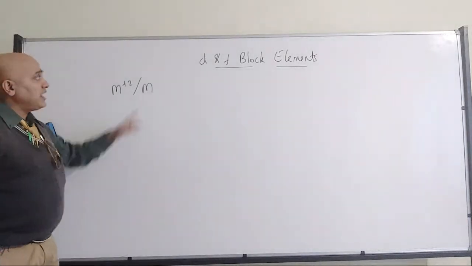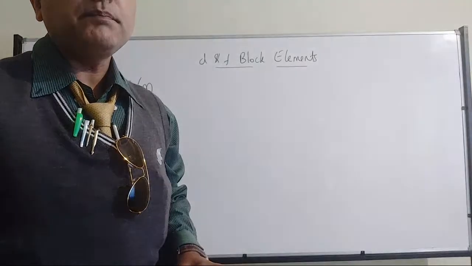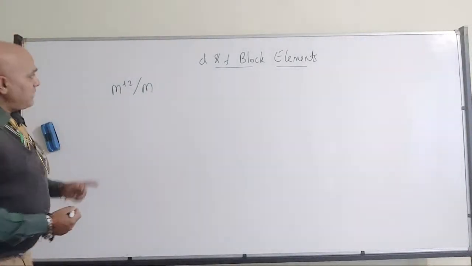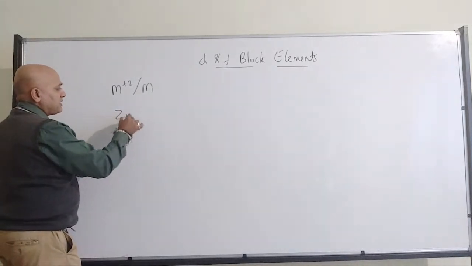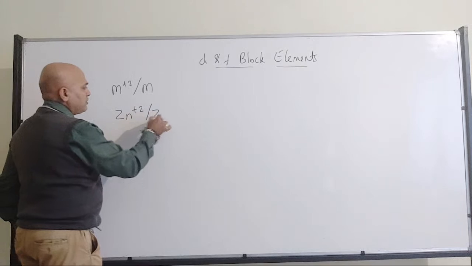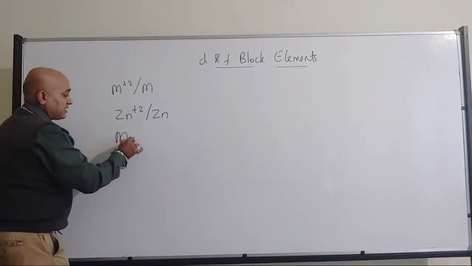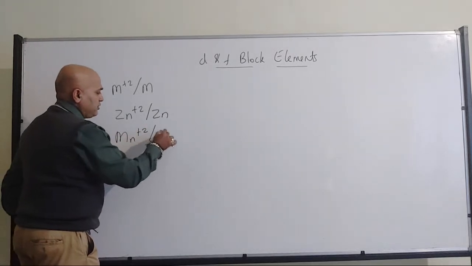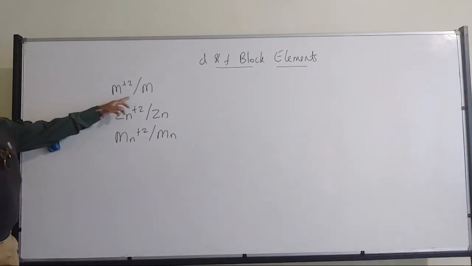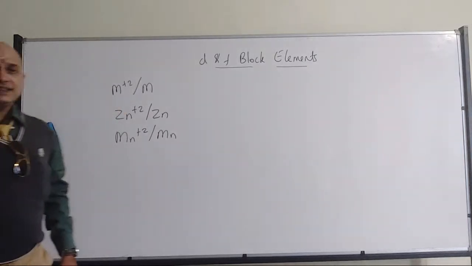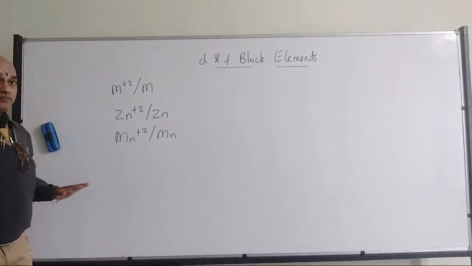So that's where we have the general representation of the redox couple. What it tells is M+2/M, that means if I take zinc, then it will become zinc+2/zinc. If I take manganese, then it will become Mn+2/Mn. So that's the nomenclature, or that's what it represents. M+2/M stands for a redox couple.